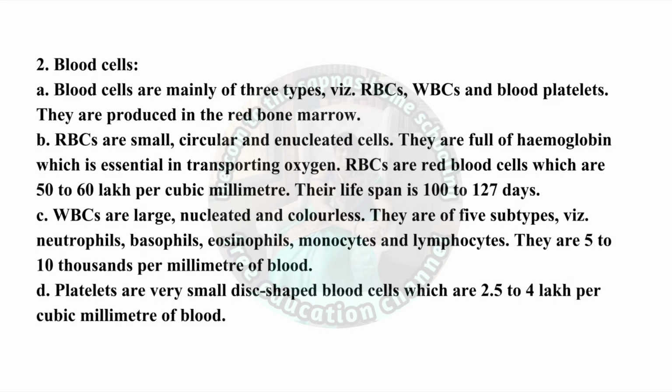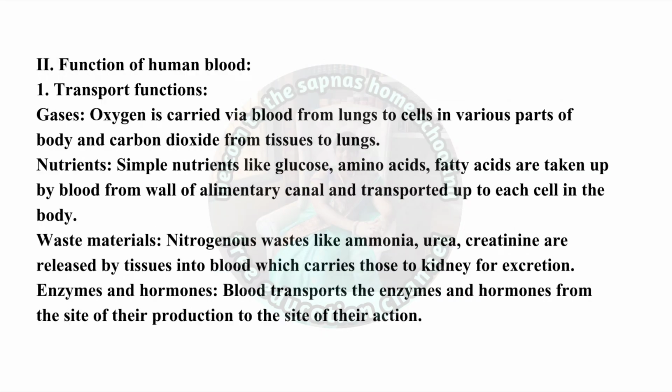WBCs are large, nucleated, and colorless. They are of five subtypes: neutrophils, basophils, eosinophils, monocytes, and lymphocytes. They are 5 to 10 thousand per cubic millimeter of blood. Platelets are very small disc-shaped blood cells, which are 2.5 to 4 lakh per cubic millimeter of blood.